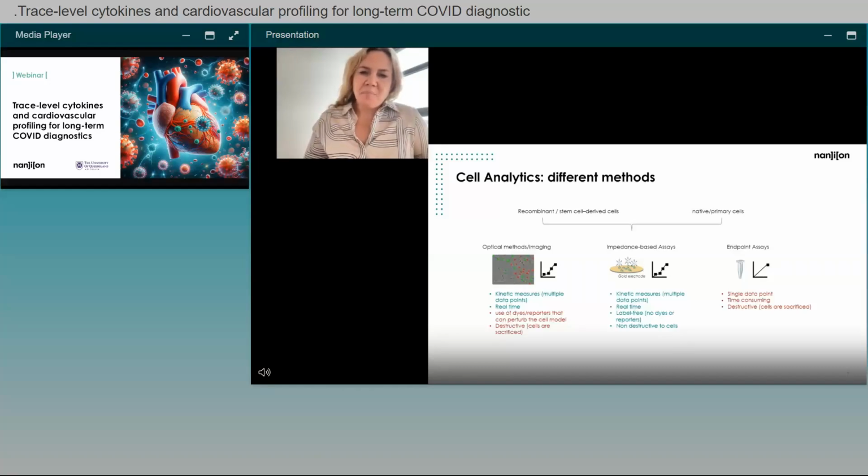Now, there are also plate-based assays, for example, impedance-based assays. And here you also get kinetic measures, so you get multiple data points over time. It is real-time, label-free, and non-destructive to the cells. And actually, this is where Nanion, the company I work for, comes into play. We have been following this road for more than 20 years now. We are developing automated patch clamp plate-based systems and also impedance-based systems.